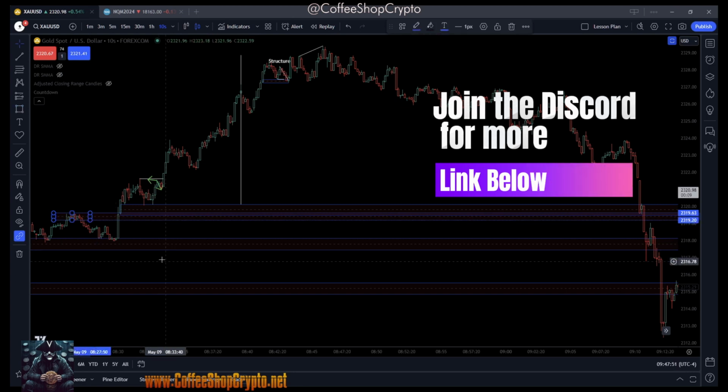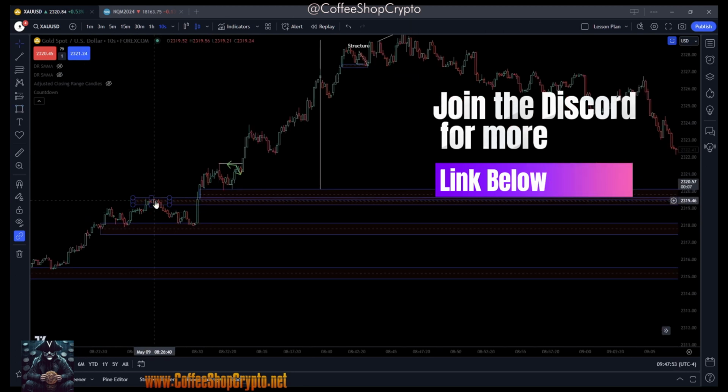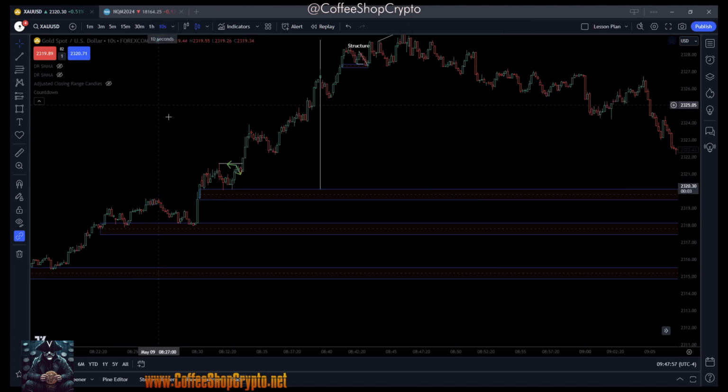And then it stops, right? Well, you need a nice strong consolidation area. This is not a good one to look at. A 10-second chart does not give you good consolidation areas.